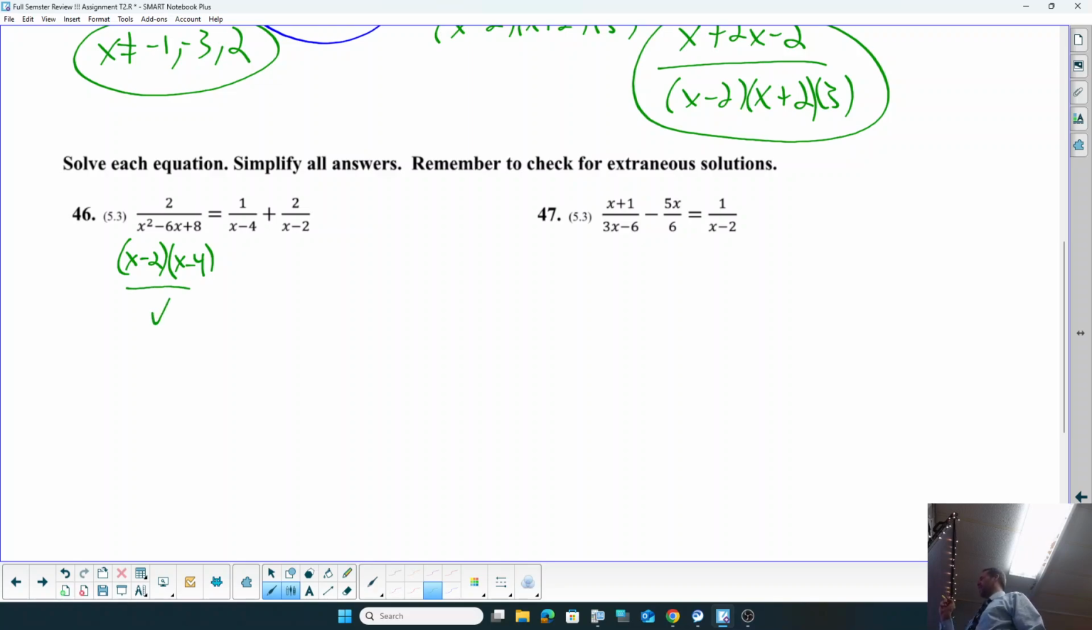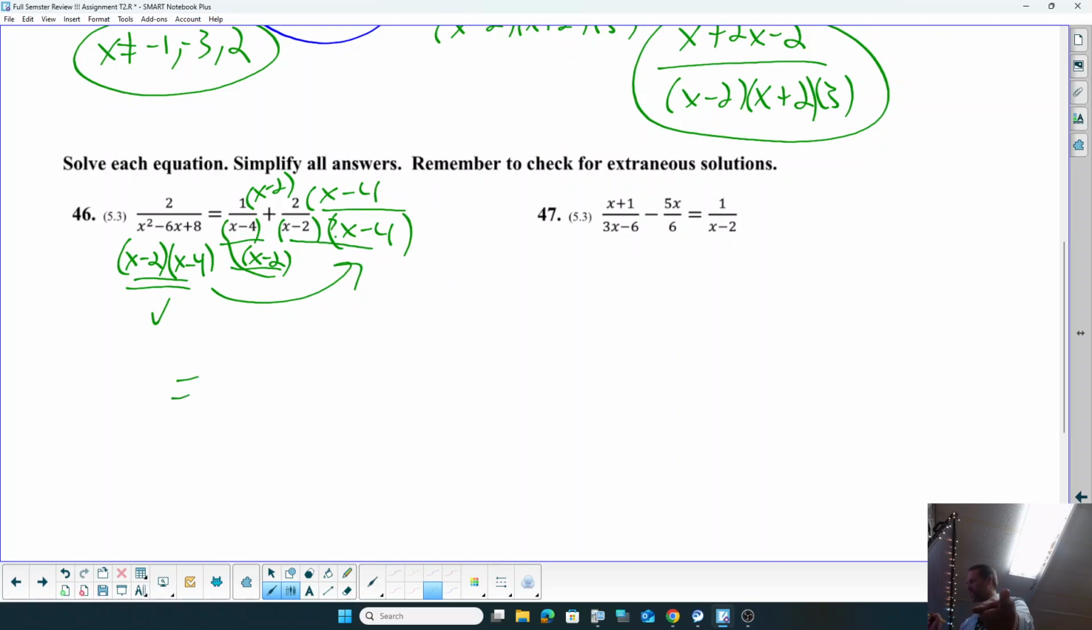So this one's done, but this one is missing something. What's it missing? It's missing the x minus 4, to the top and bottom. And then what's the x minus 4 missing? The x minus 4 is missing the x minus 2, to the top and bottom. So now we have a common denominator.